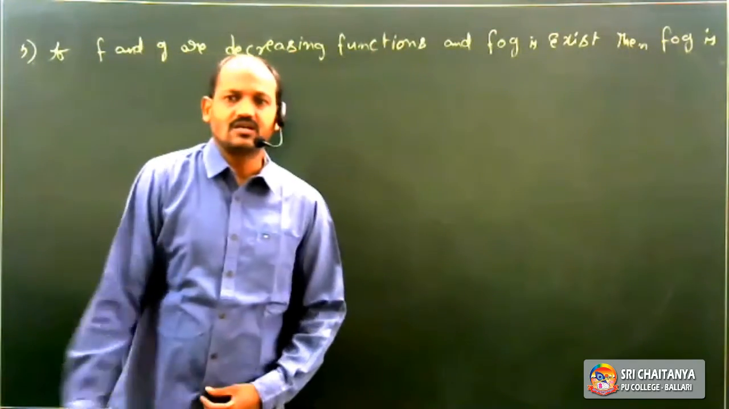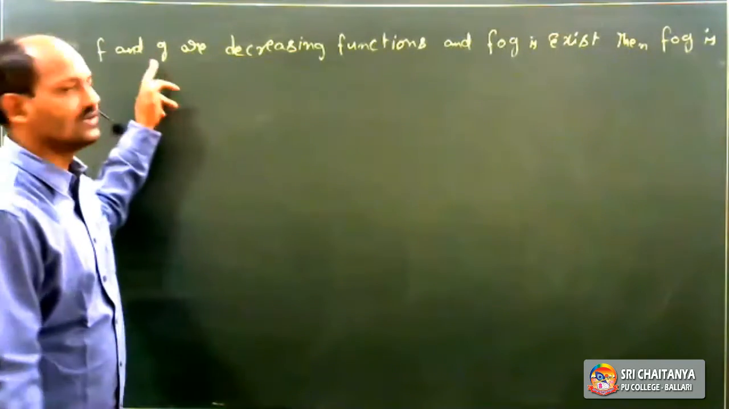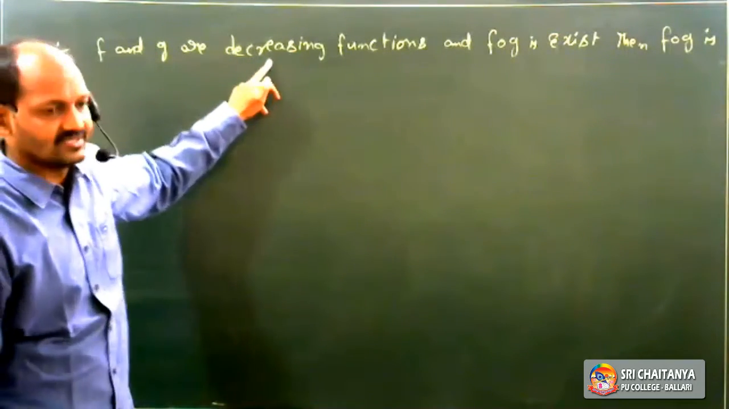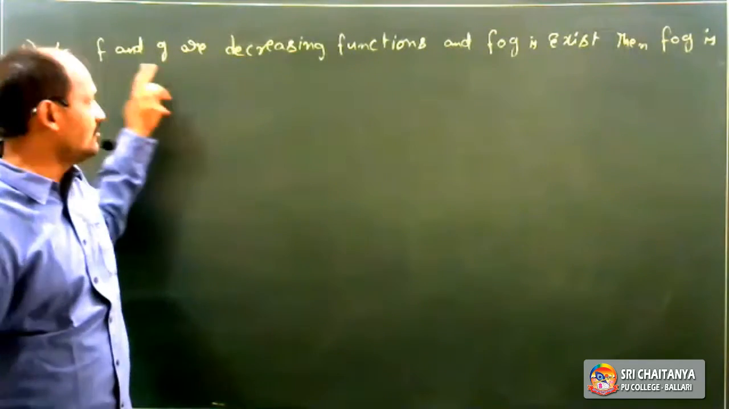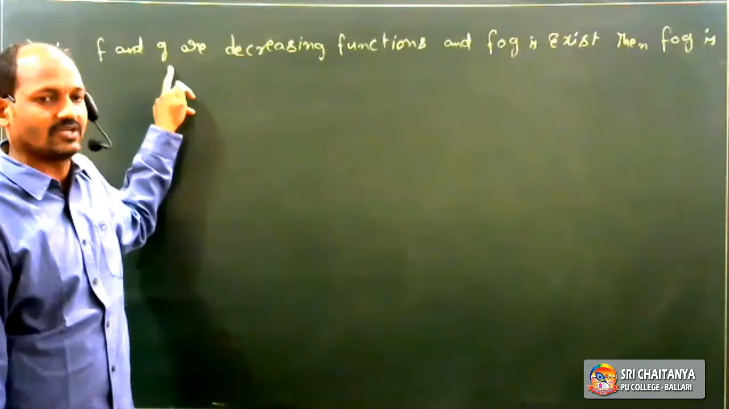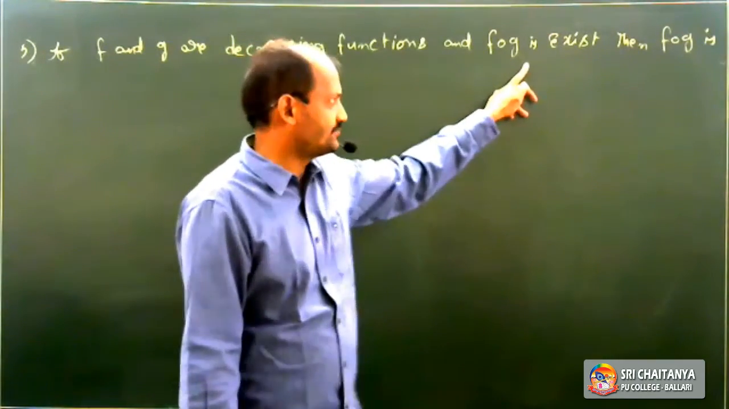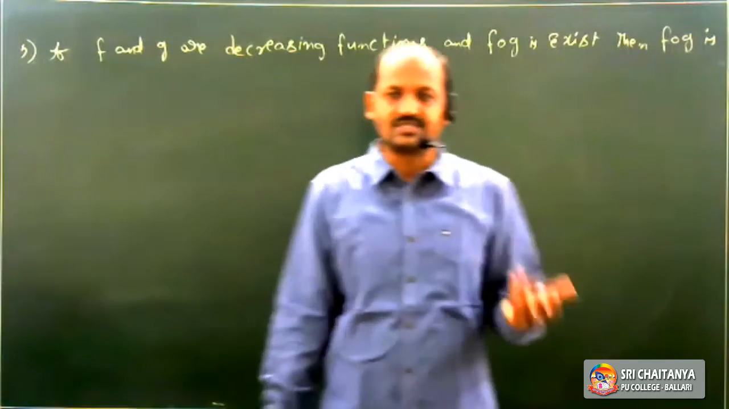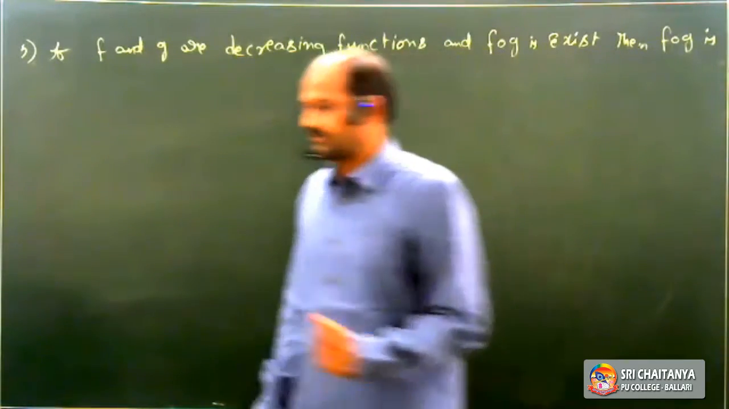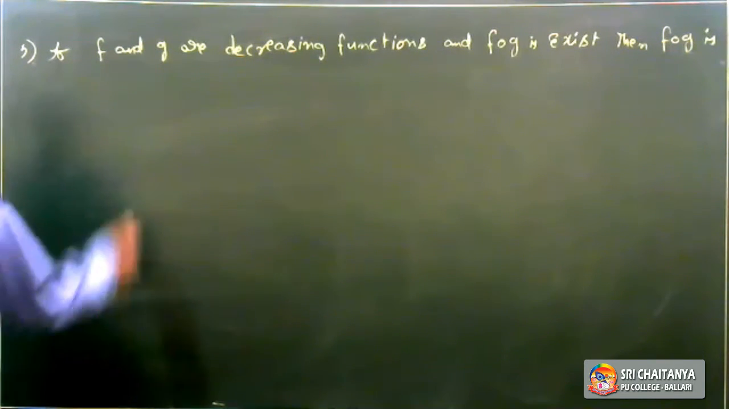f and g are two decreasing functions. f and g are any two functions that are decreasing. That means the derivative of f is negative, the derivative of g is also negative. f circle g exists. Then f circle g is which type of function? That means increasing function or decreasing function. Okay? Here f and g are two decreasing functions.